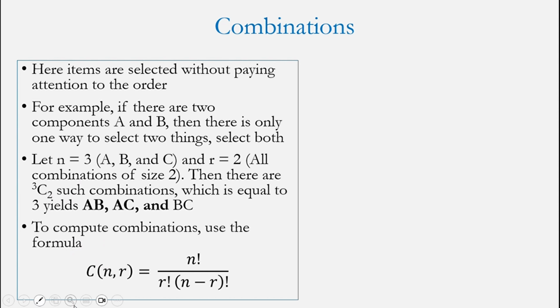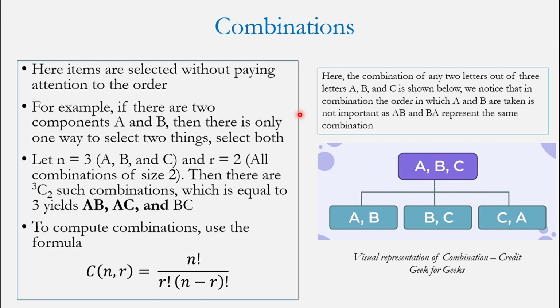So mathematically, you compute it by saying n factorial divided by r factorial times (n minus r) factorial. The good thing about this is that most scientific calculators have this functionality, which makes it easier. Visually, using the same example we were going through, AB and BA are the same. So from AB we can get ABC, we can get AB, BC, and CA.